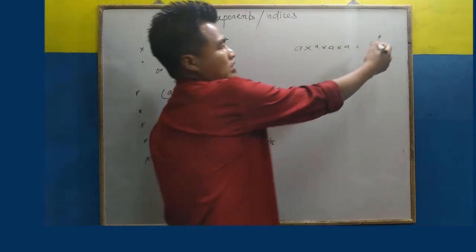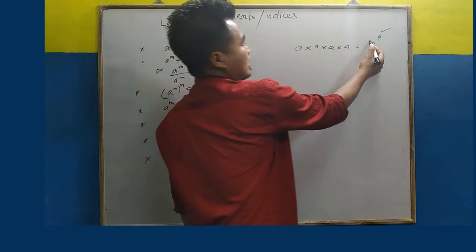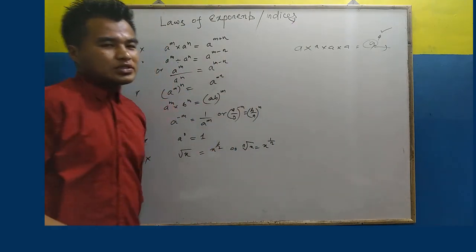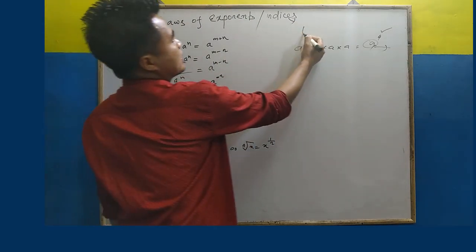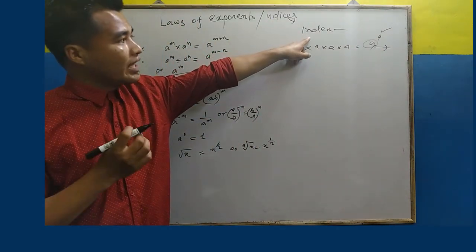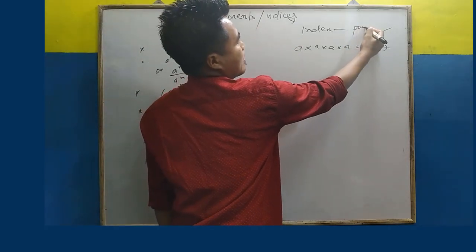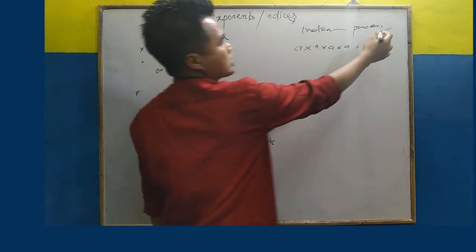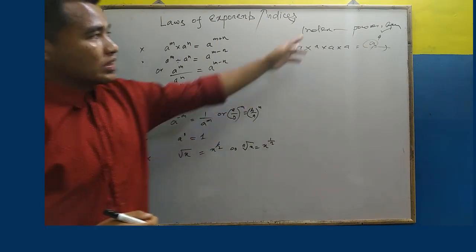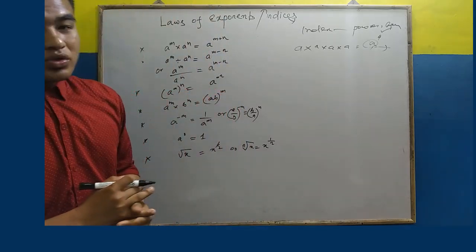So here, this is what we call the power or the exponent. Then this is what we call the base. Then what do you mean by indices? Indices is the plural form of index. This one will come later, step by step. Index, in other words, is power or exponent, same thing. So indices is the plural form of index, which is power, or we can say exponent. So I hope you understand.